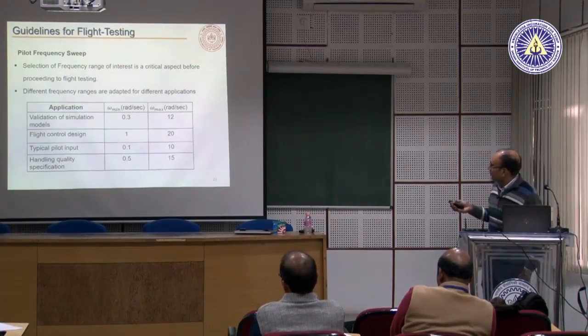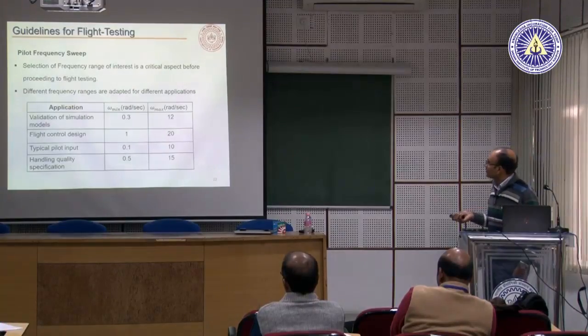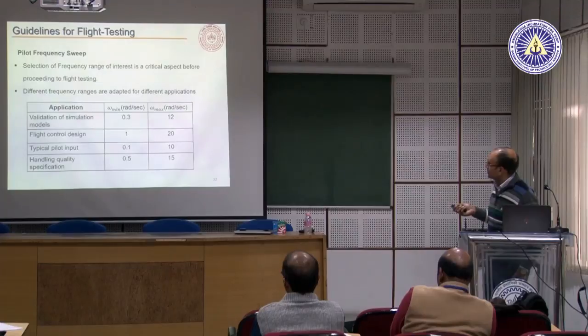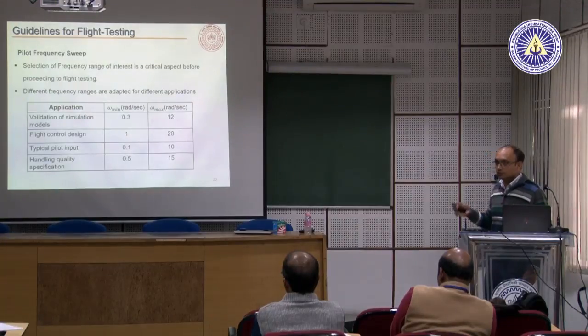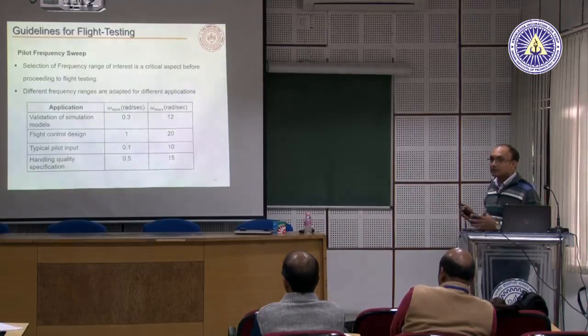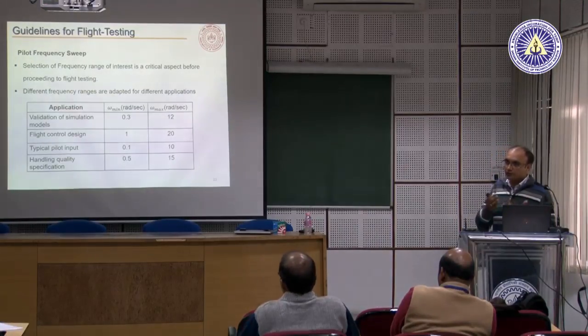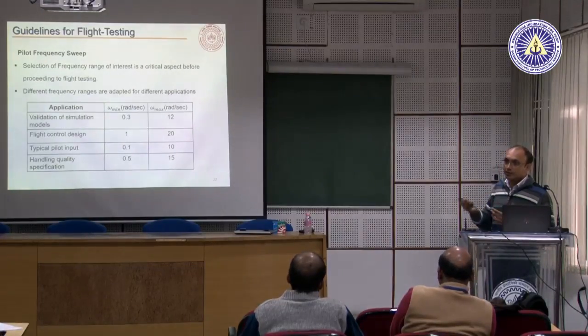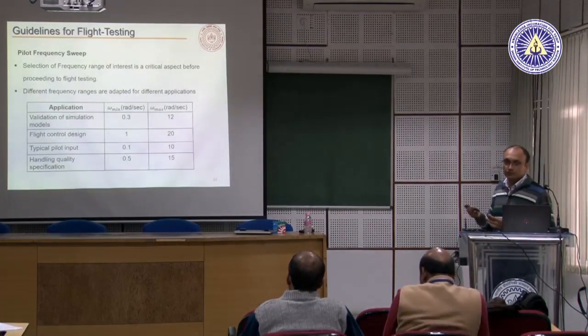So what kind of frequencies do we have to give? The frequency range of interest is a critical aspect before going to the flight test, because you must know what range of frequencies I need to identify and what it is that I am interested in. Is it enough for me to identify frequencies in the range of just say 0 to 10 radians per second, or do I need to identify frequencies beyond that, and so on.